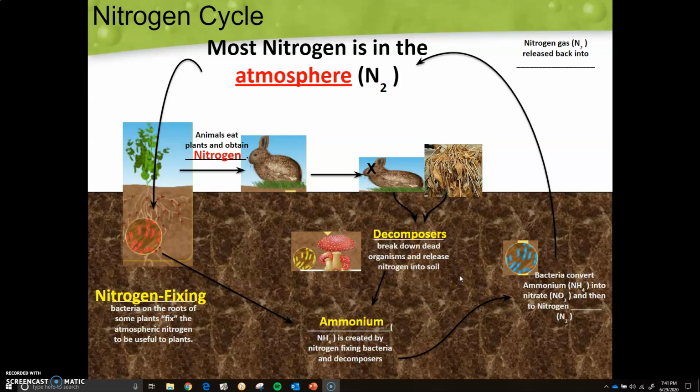Ammonium is created by that nitrogen-fixing bacteria and decomposers. And then bacteria is going to convert that ammonium into nitrates and then back into nitrogen gas. So that nitrogen gas is going to be released back into the atmosphere. It's a simpler image than the previous slide. It shows how nitrogen is cycled. So make sure you filled in the red and yellow words on this slide on your handout.